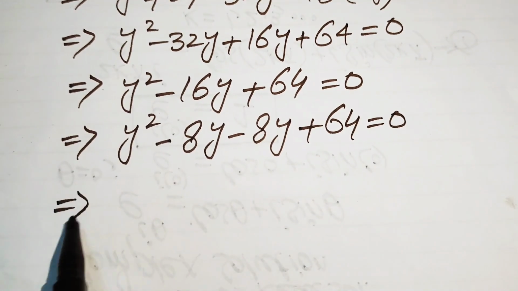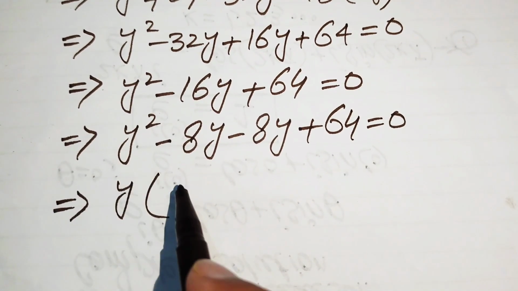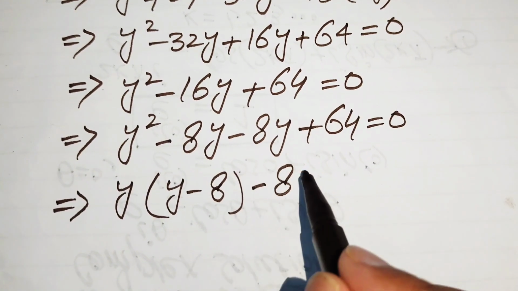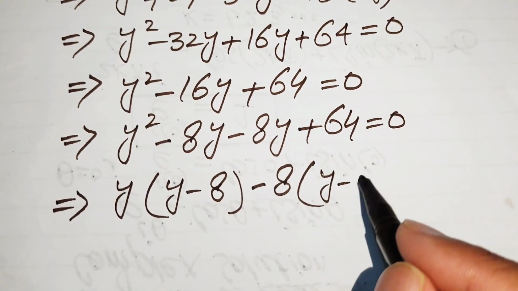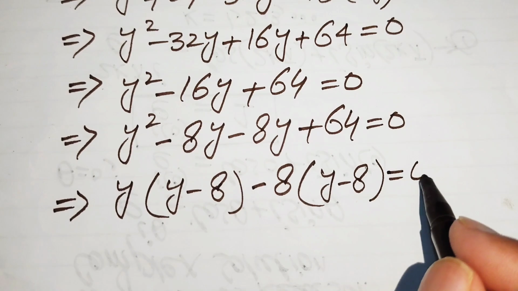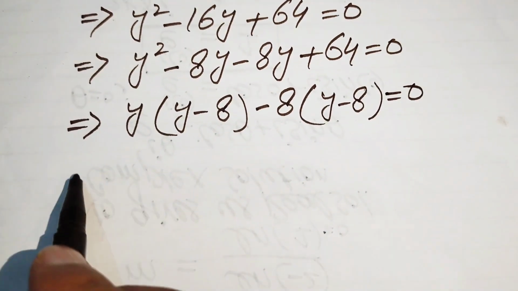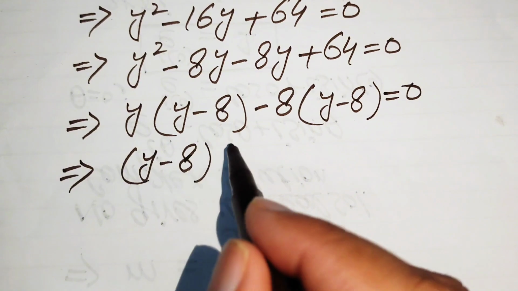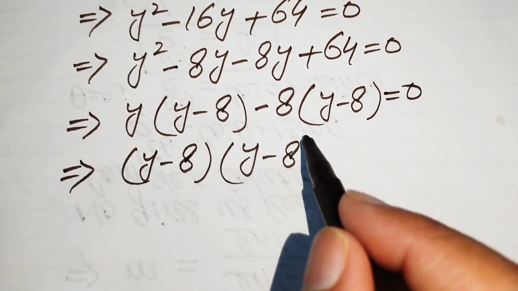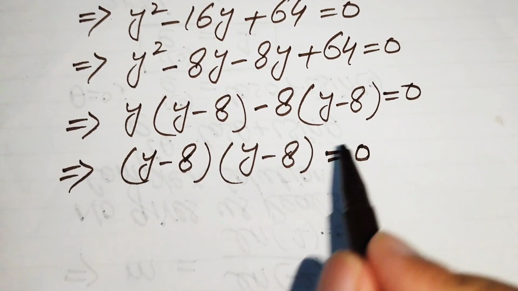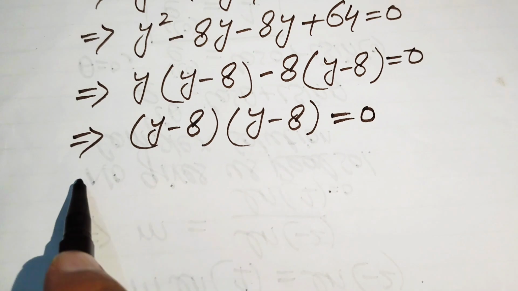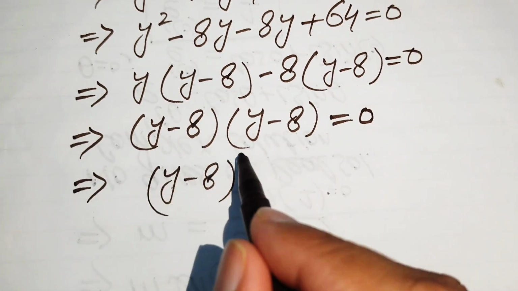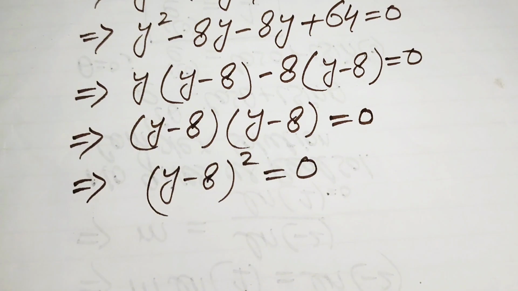And now in the next step, we take common y from the first two terms, and it will be written as y minus 8. And here we take common minus 8, and it will be written as y minus 8 equals 0. And now on both of these terms, we take common y minus 8, and it will be written as y minus 8 equals 0. So here we just get (y minus 8) whole square equals 0.